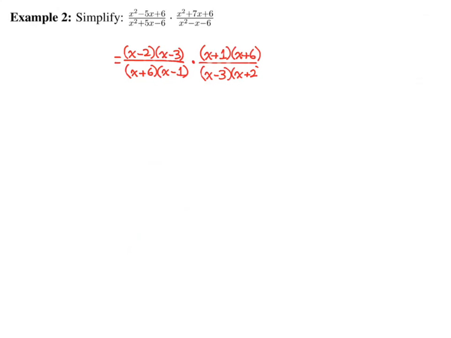Here's the next one. We're going to multiply again, and we're going to factor. On the left, x minus 2, x minus 3, and then x plus 6, and x minus 1. That's the left rational function, or left fraction. And then the right one is x plus 1, x plus 6, over x minus 3, x plus 2. It's gobbledygook verbally, really. You just factor everything, multiply them together, which just means smush together the numerators, smush together the denominators.